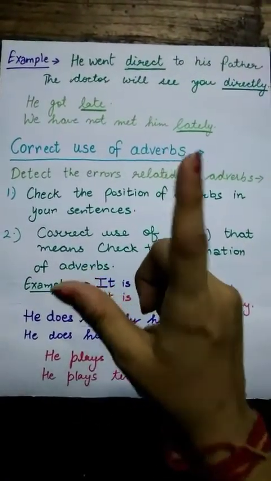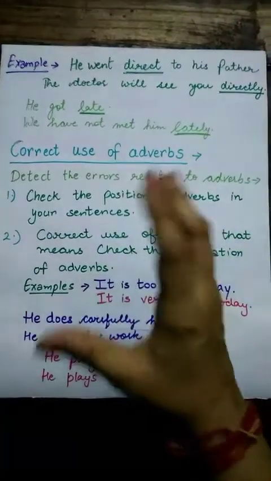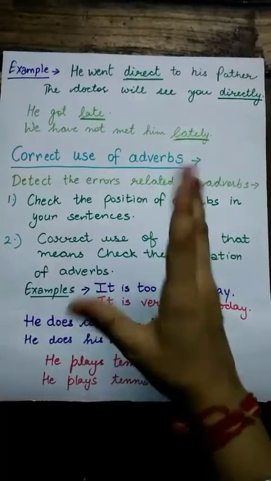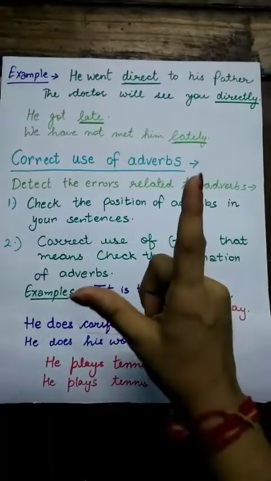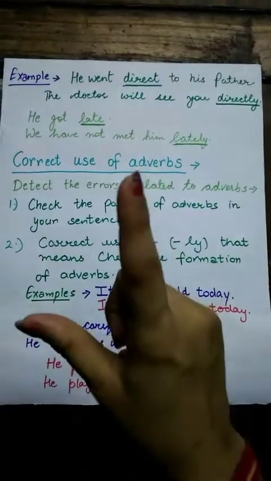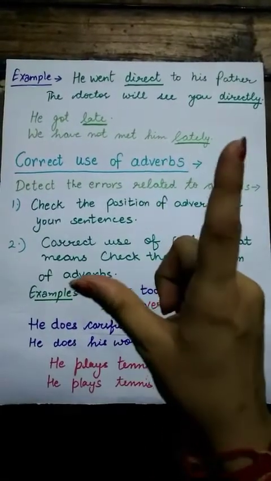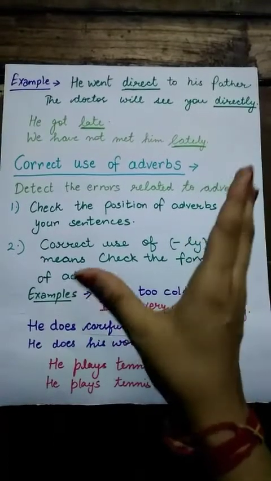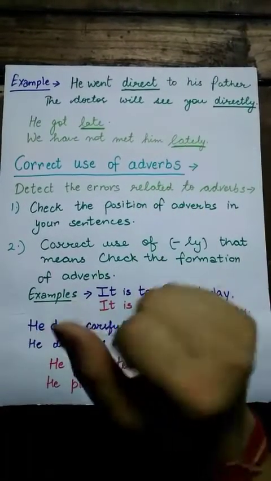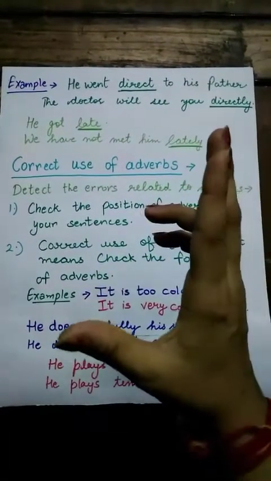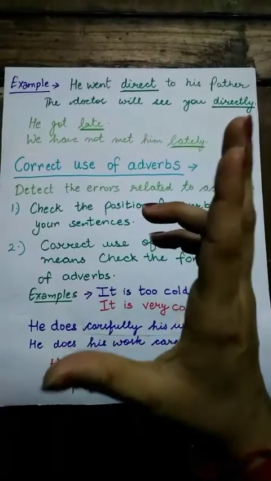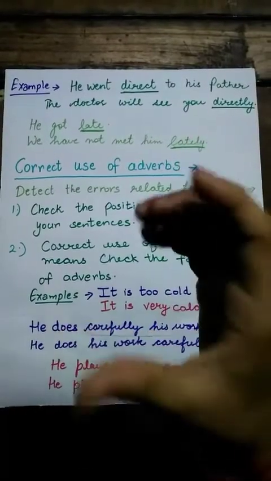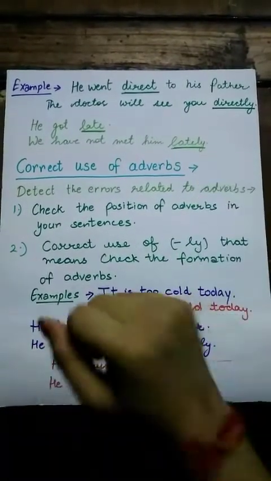He went direct to his father. Now that means he went straight to his father from some place. Now read out the second sentence. The doctor will see you directly. It means without losing any time, the doctor will treat you. Now when we add ly to the word direct, the meaning of the sentence totally changes.